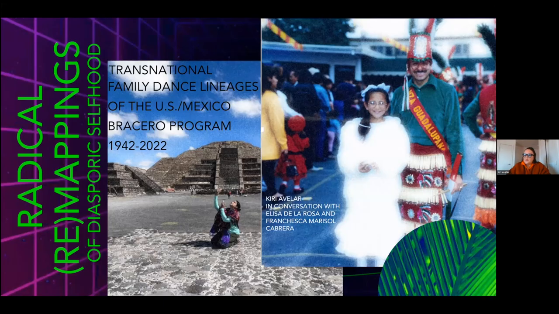To consider these questions, I look at two contemporary Chicana dance artists and their transnational family dance lineages across the visual, spatial, temporal boundaries of Zacatecas in Mexico and Washington, California, and Texas in the United States between 1942 and 2022. These diasporic artists, who have continuously presented their own hybrid-driven choreographic work in the United States and Mexico, have recently created dances that respond to their families' lived experiences in the Bracero program.